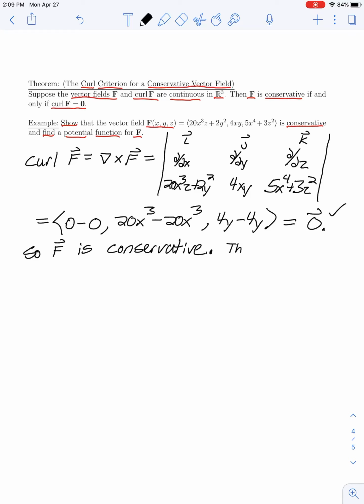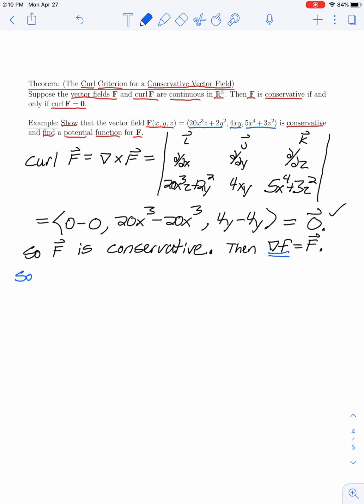That means that there is some scalar function f such that the gradient of f is equal to our given vector field. Since this is a three-dimensional field, the first component of that gradient vector, grad f, must be equal to the first component of our vector field. Similarly, the second component of the gradient of f, that is the partial derivative of f with respect to y, is equal to 4xy. And the third component of the gradient, the partial of f with respect to z, has to equal that third component.